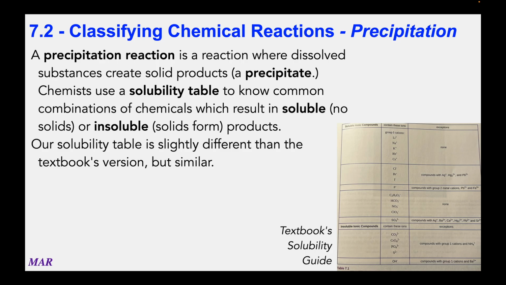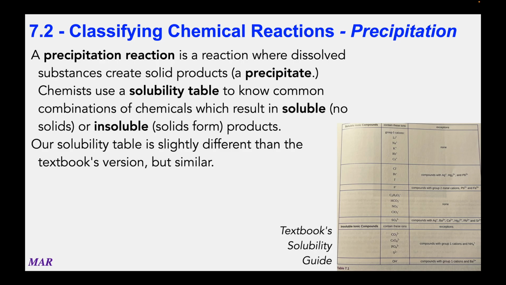Now, soluble means no solid. Soluble means everything is aqueous, it dissolves. But insoluble means that a solid is going to form. So if you see a precipitate form, that means you have something which is insoluble. And that helps you to figure out what the reaction is, stuff like that.